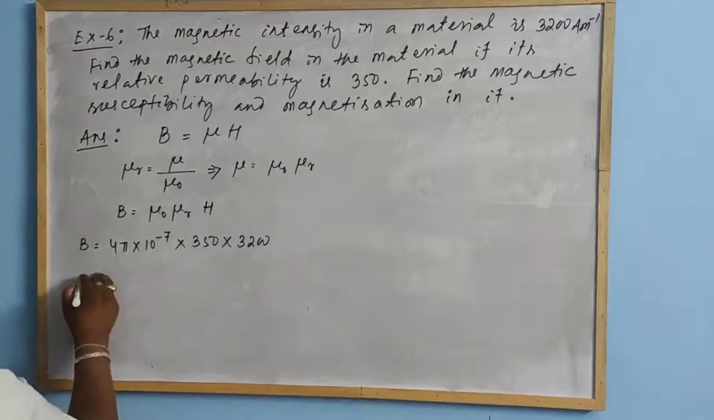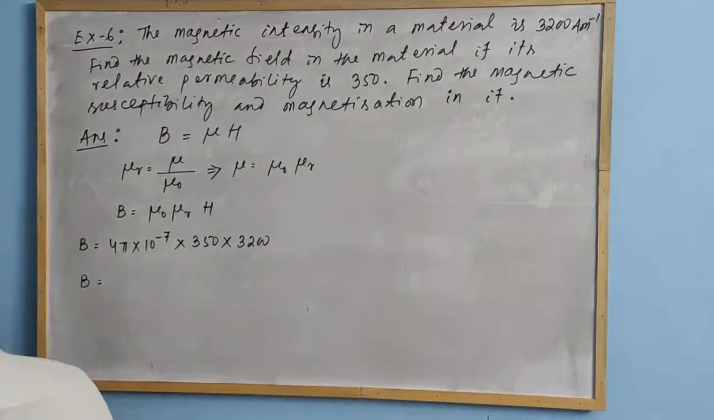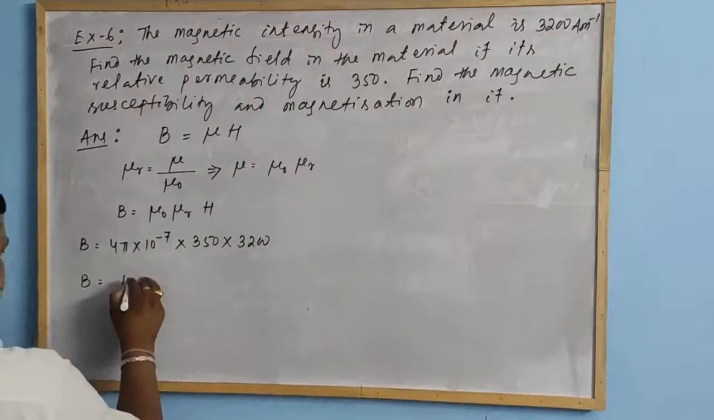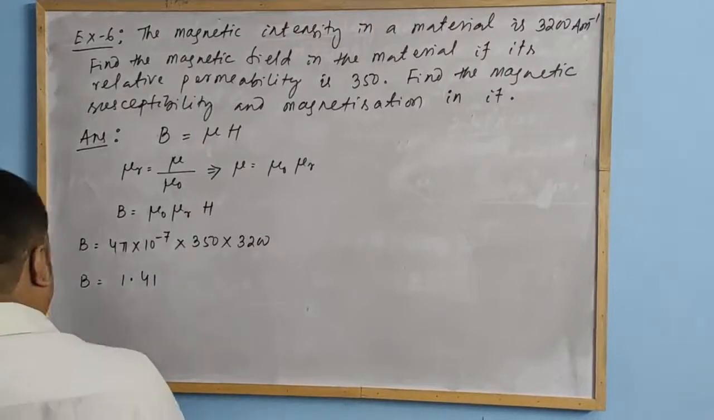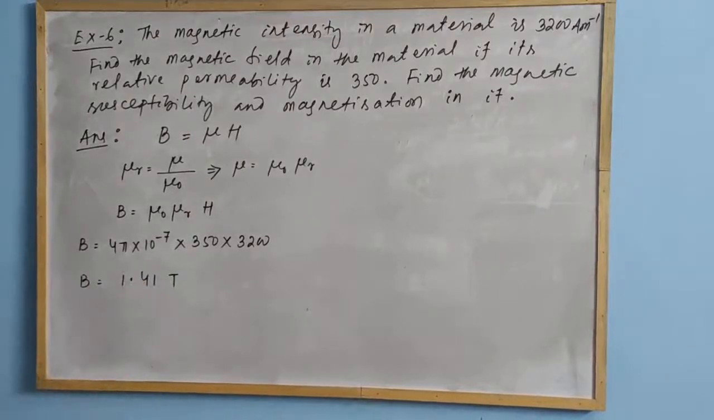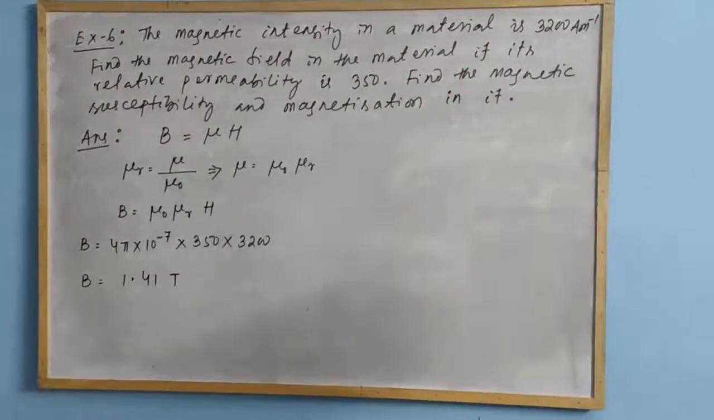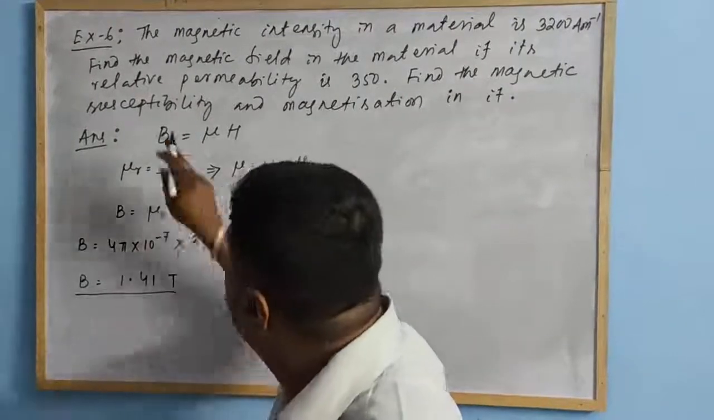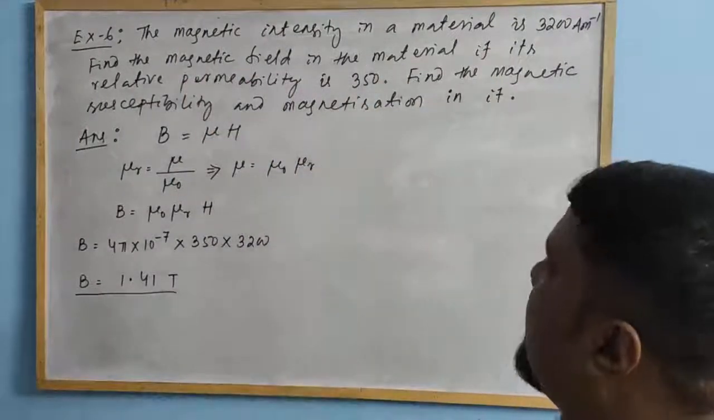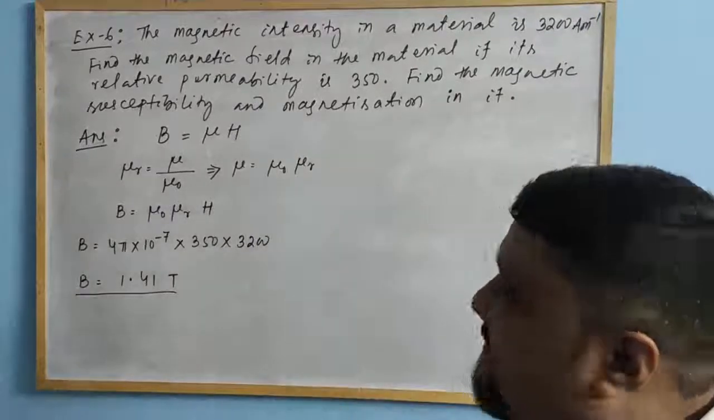So if you solve this, what B will you get? Now multiply this using your calculator, you will get 1.41. And what is the unit of B? That is Tesla. This is the unit of B, 1.41 Tesla. Clear? This is the first part, the magnetic field in the material. Then find the magnetic susceptibility.